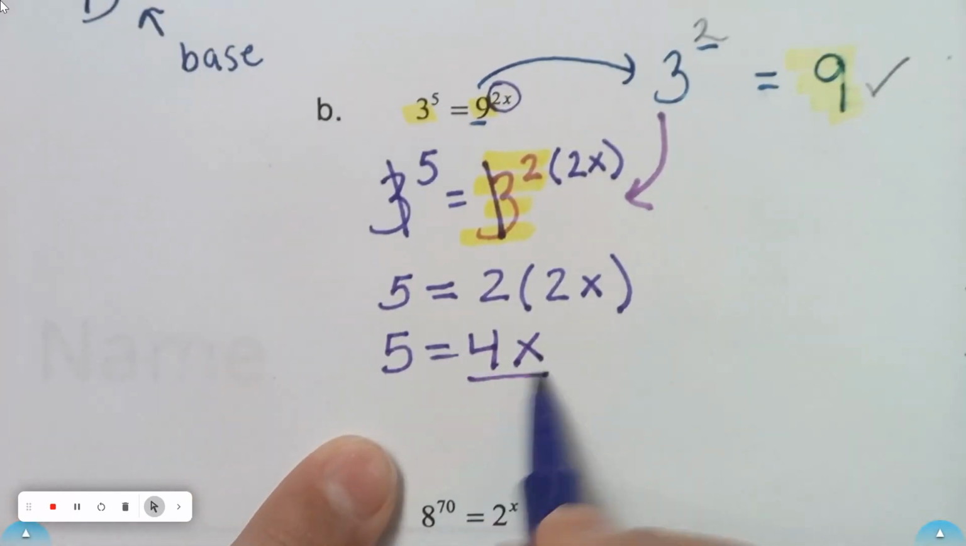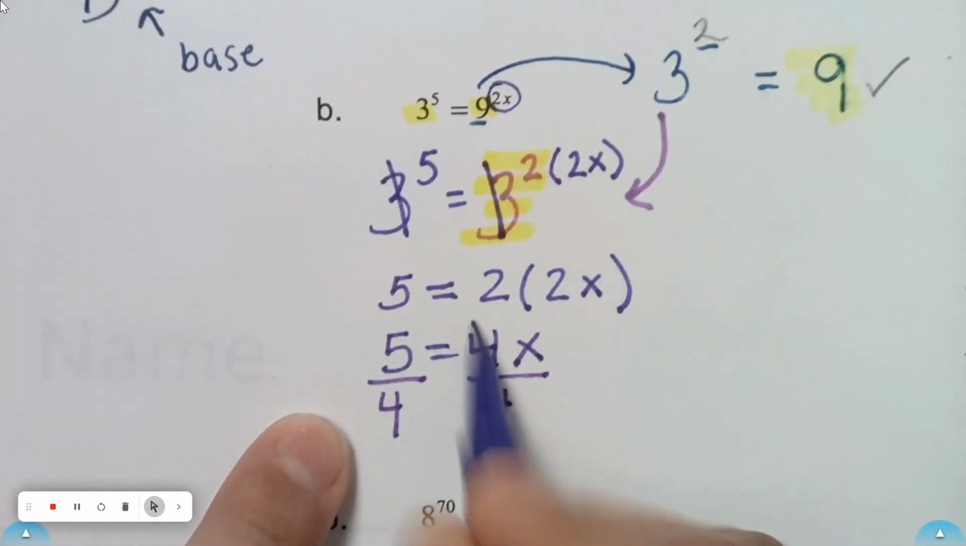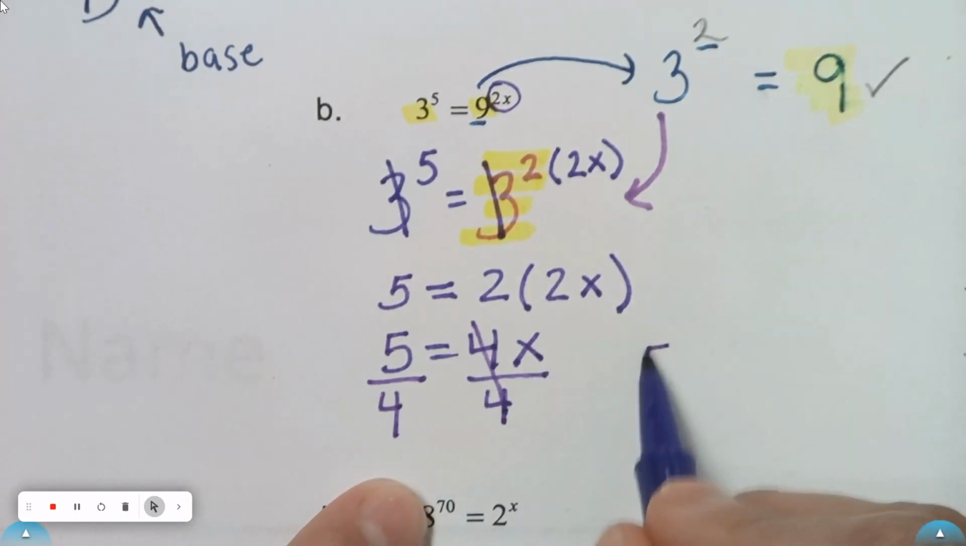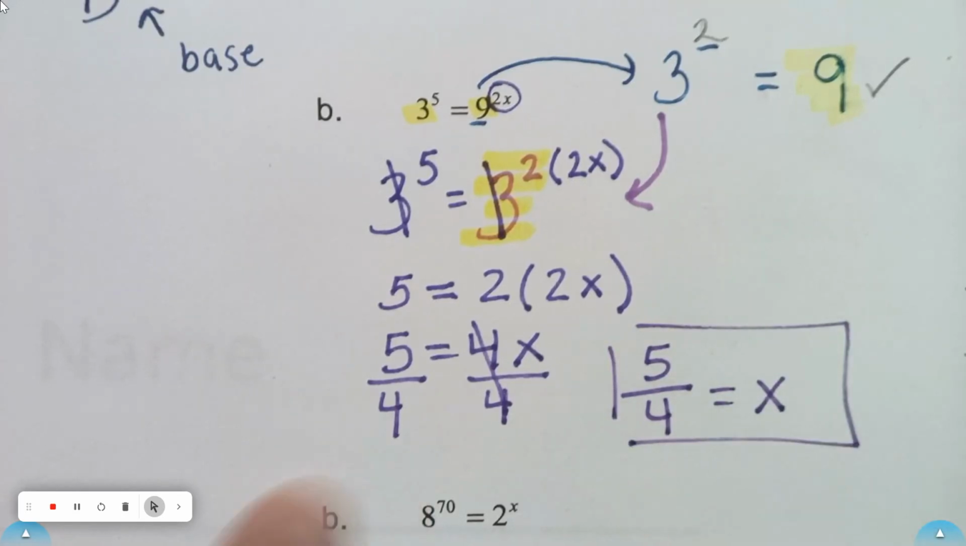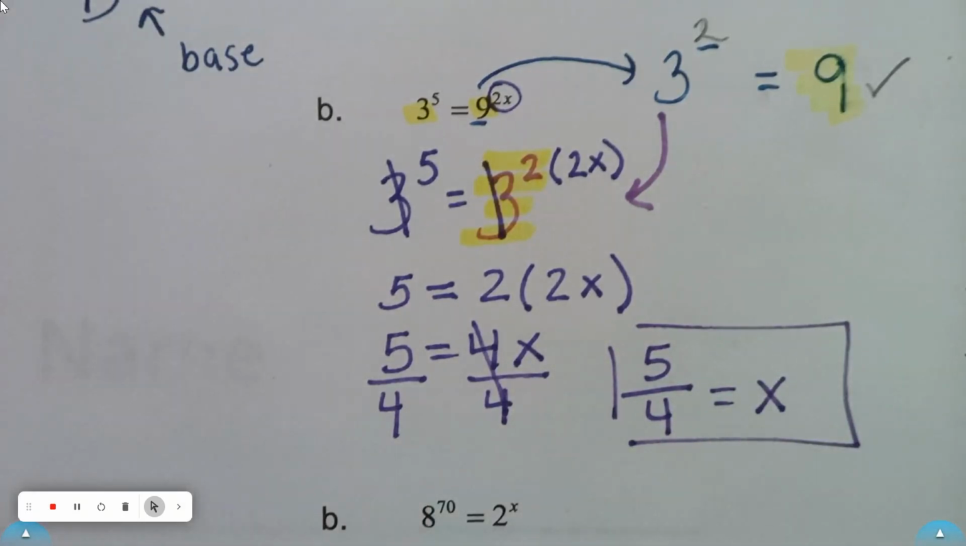Then I'll divide by 4. So I get 5 over 4 equals x. You can change that to a decimal as well. I think it's 1.25. Either is acceptable, but we do get a decimal or fraction for this one.